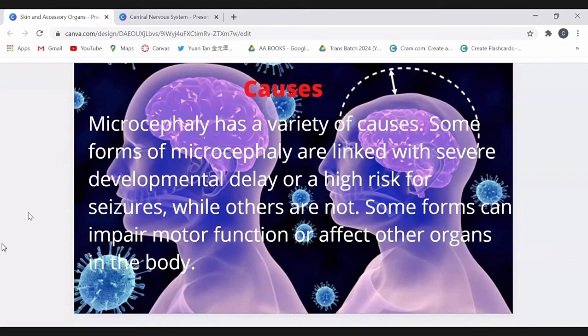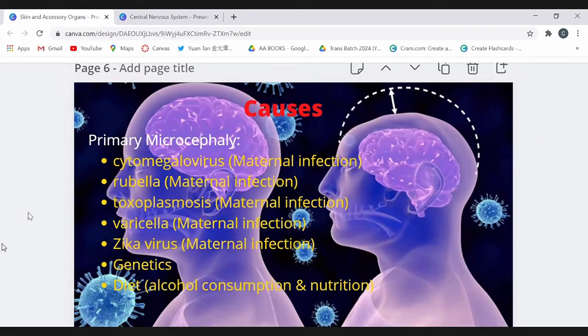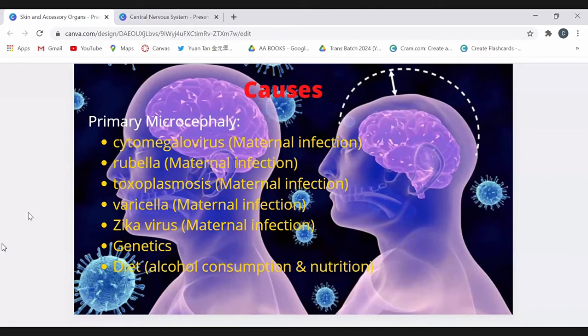Microcephaly can also be accompanied by other medical problems such as very short stature. Microcephaly has a variety of causes. Some forms are linked with severe disabilities. The causes for primary microcephaly include cytomegalovirus, rubella, toxoplasmosis, varicella, Zika virus, genetics, and diet.